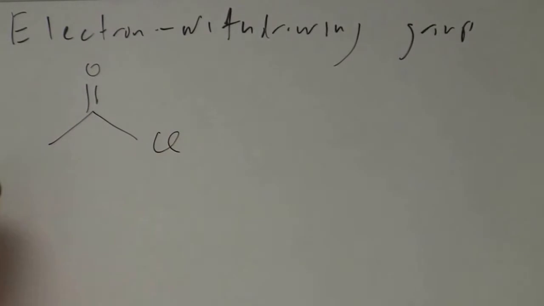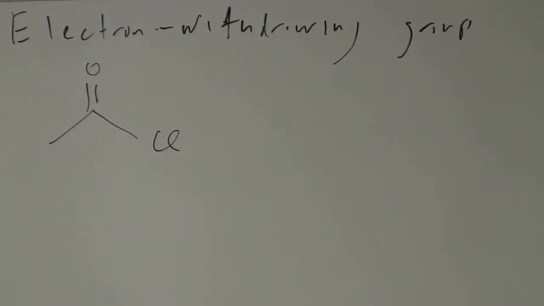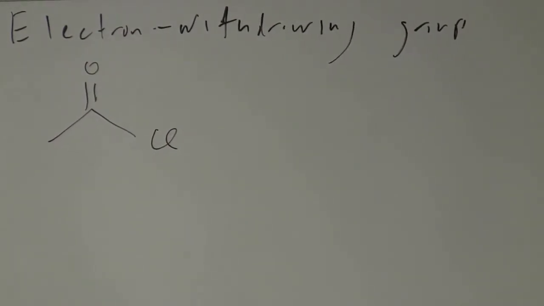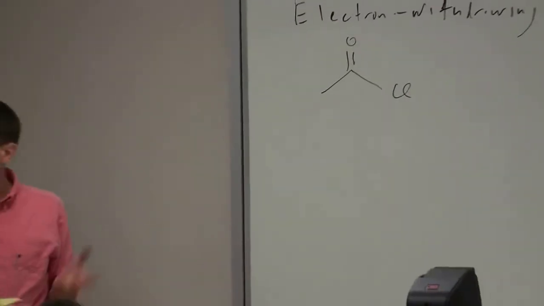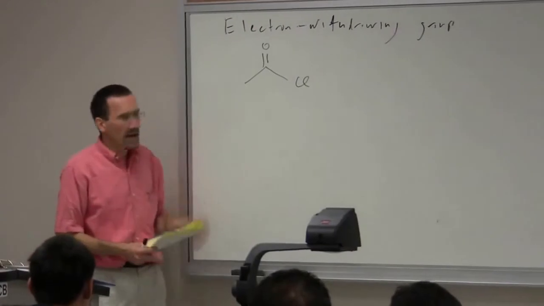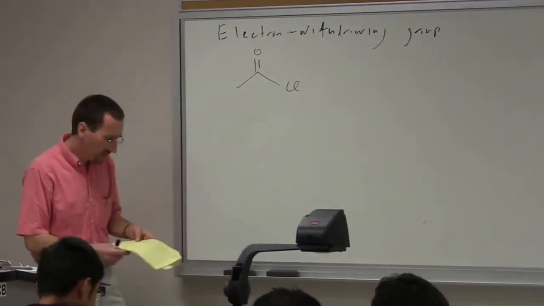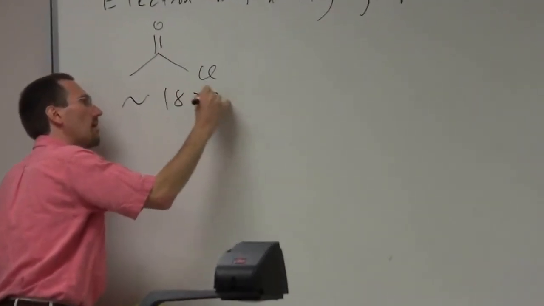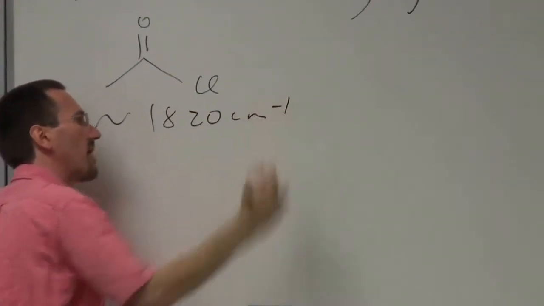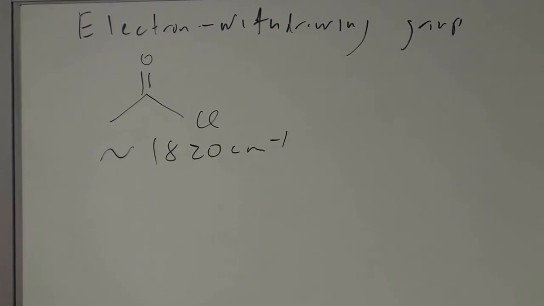And this is another one where IR really shines, because let's say you're making an acid chloride. Telling an acid chloride from a carboxylic acid by NMR often isn't that easy. But by IR, it's like falling off a log. So an acid chloride shows up at about 1820 wave numbers.